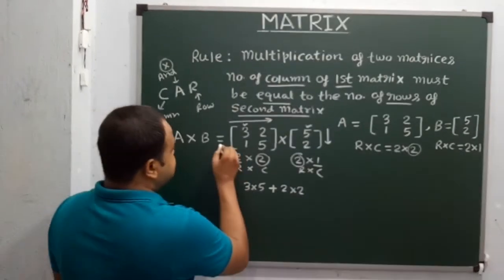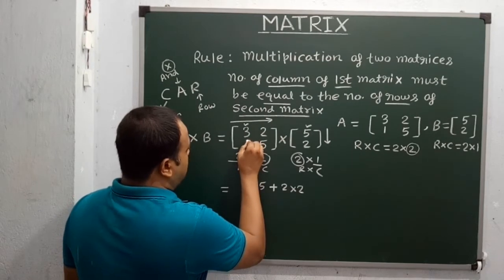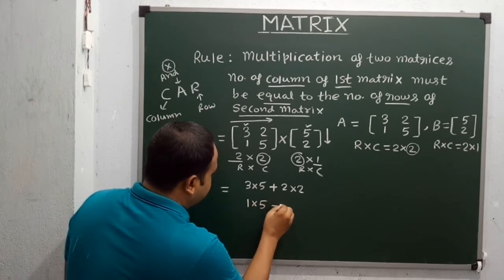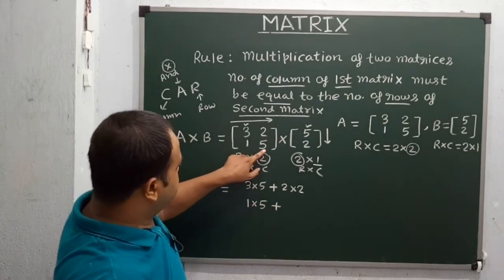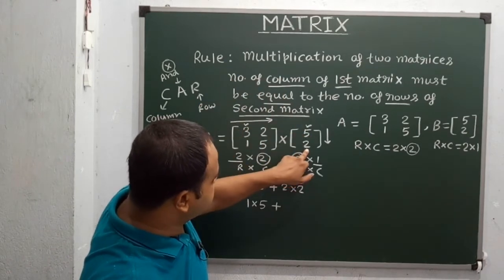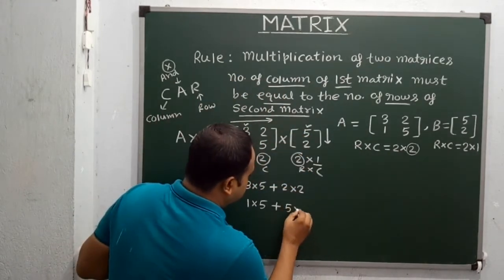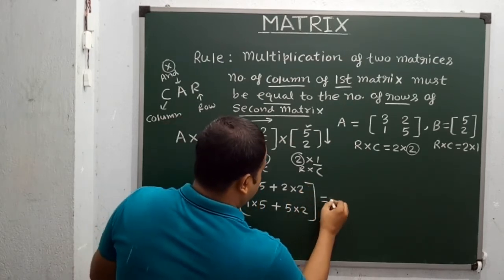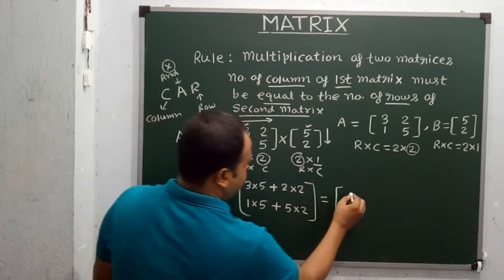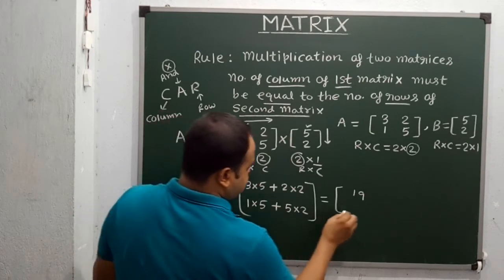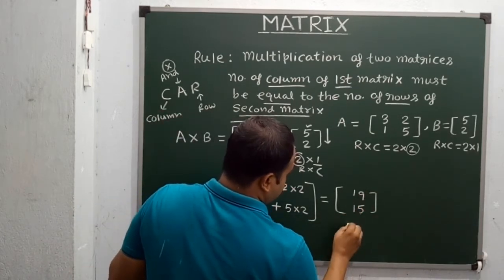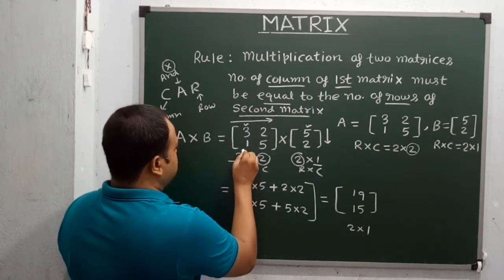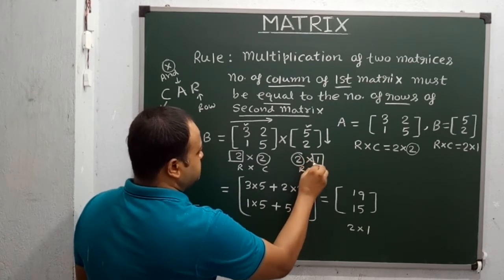Now we will go to the second row, that is 1. 1 will be multiplied with this 5, 1 into 5. Now what is left here? 5. So 5 will be multiplied with this 2. So we have got our matrix. Just solve it: 15 plus 4 is 19, 5 plus 10 is 15. See, the order is 2 into 1. We had already predicted that we would get 2 into 1.